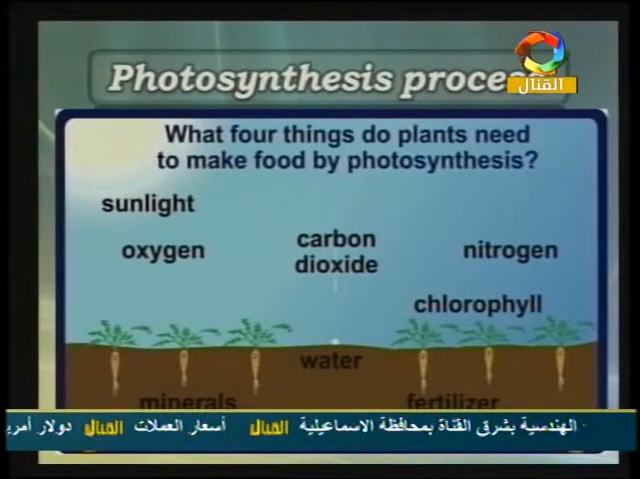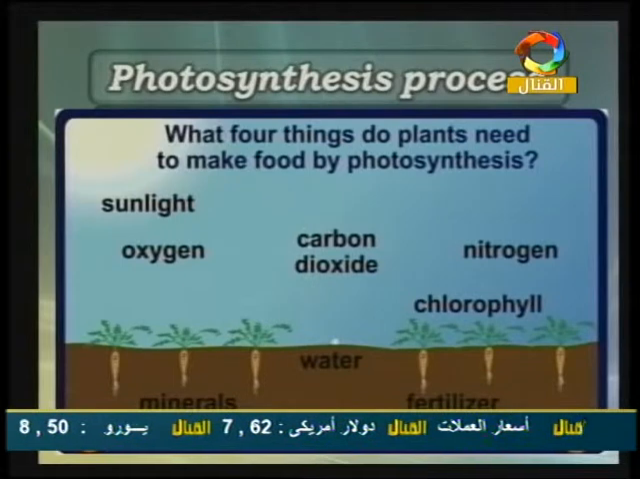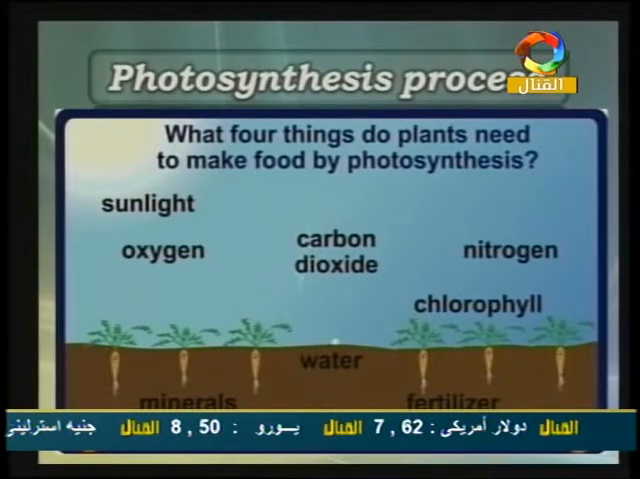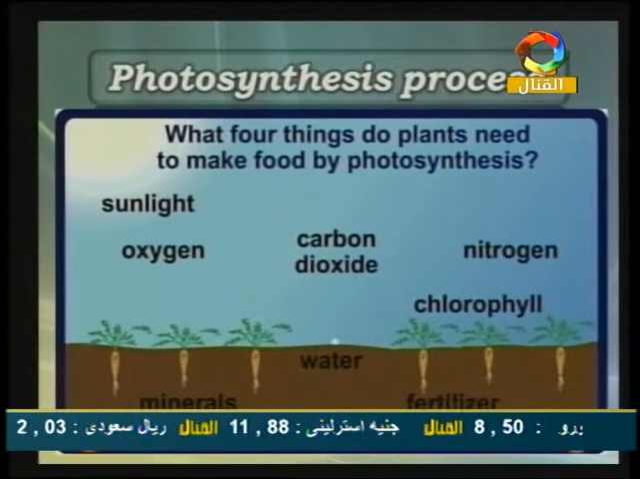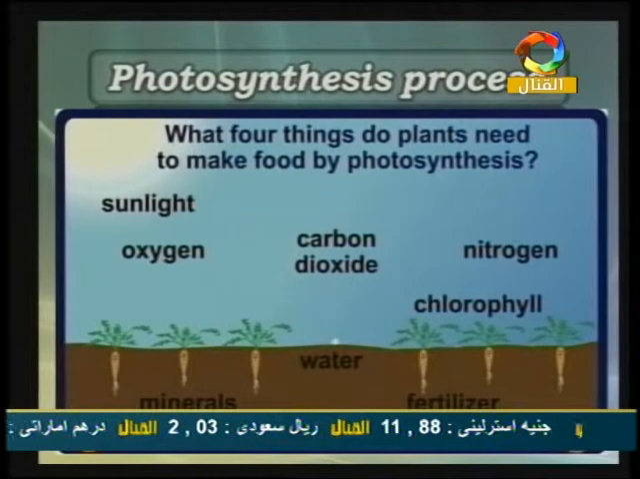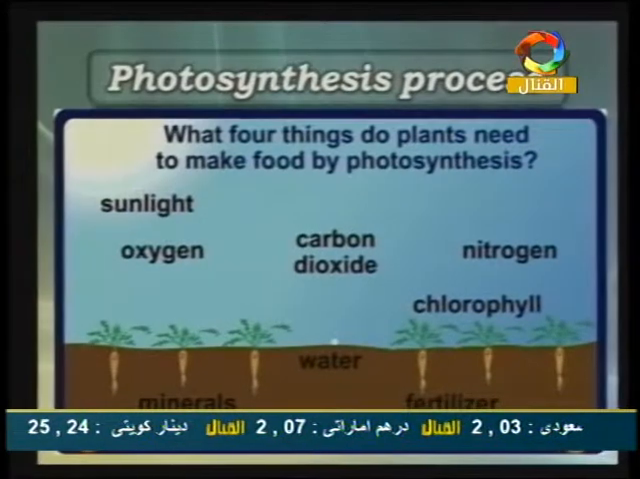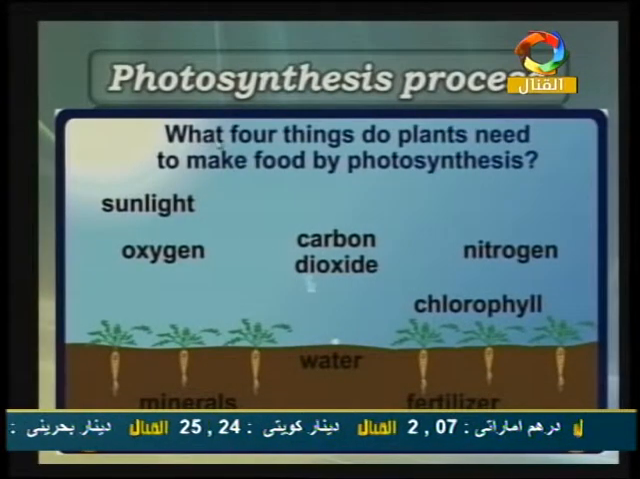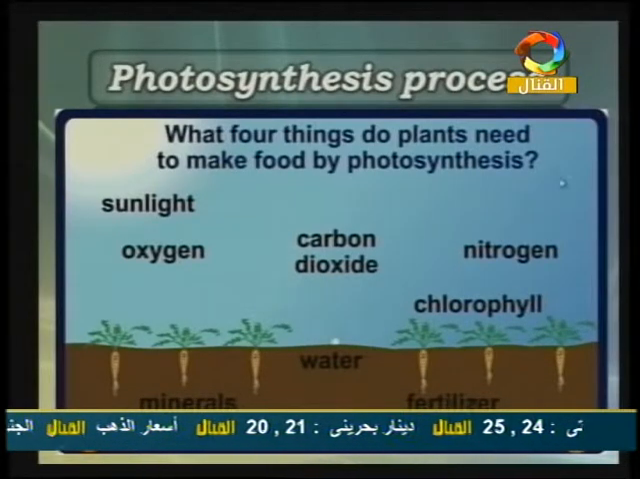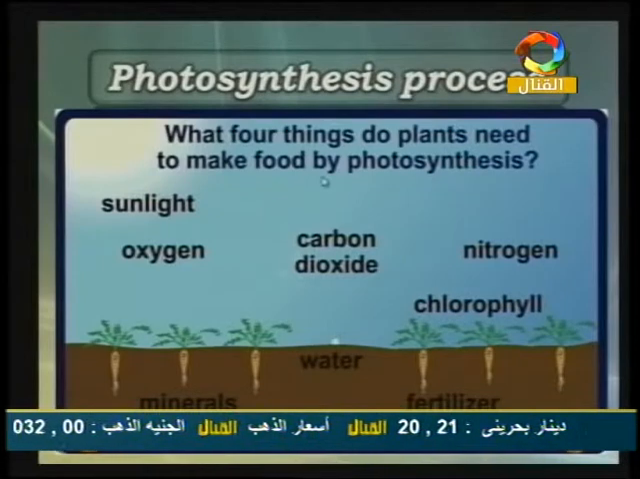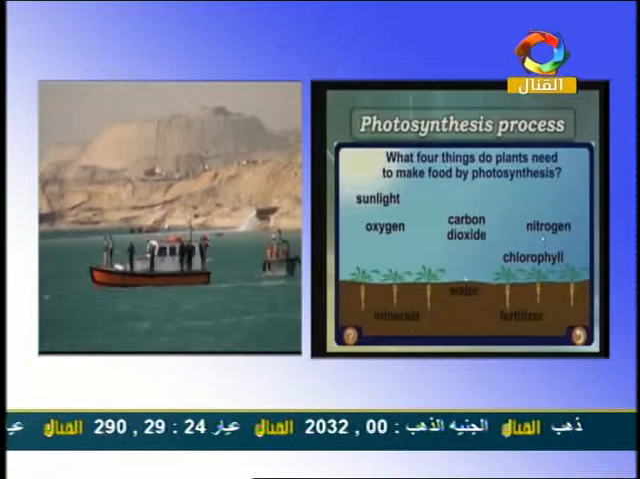After that, we have a very important part here: the photosynthesis process. Which of these things are needed by the plant to make the photosynthesis process? What four things does a plant need to make food by photosynthesis? Here we have many things: sunlight, oxygen, carbon dioxide, nitrogen, chlorophyll.